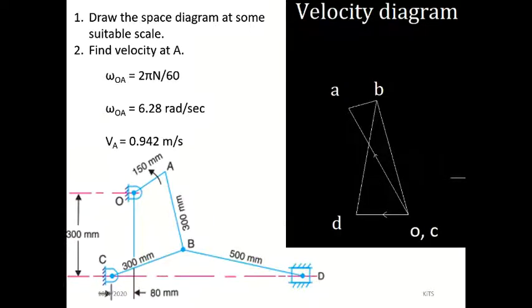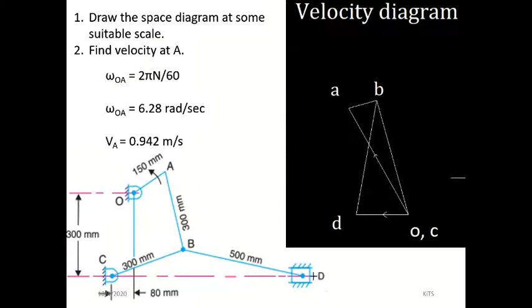V_AB. Similarly here, this also we don't know, just a perpendicular line. I don't know which direction it will be. V_BB.